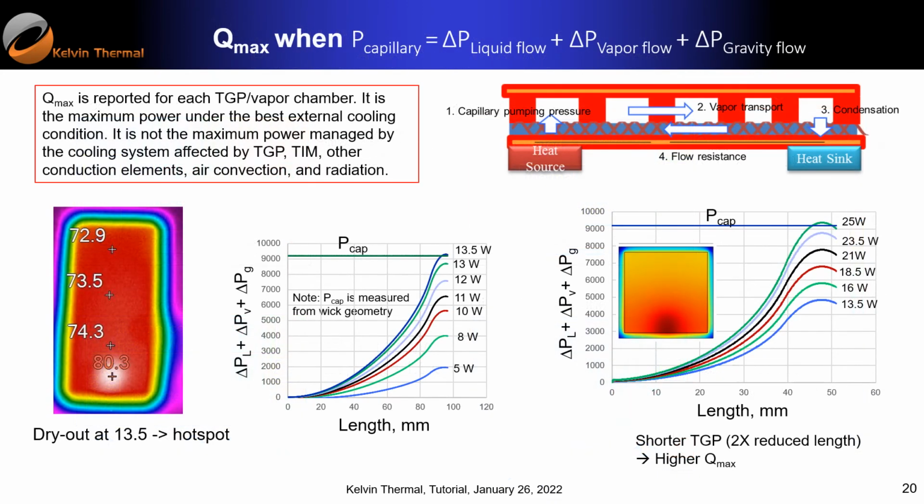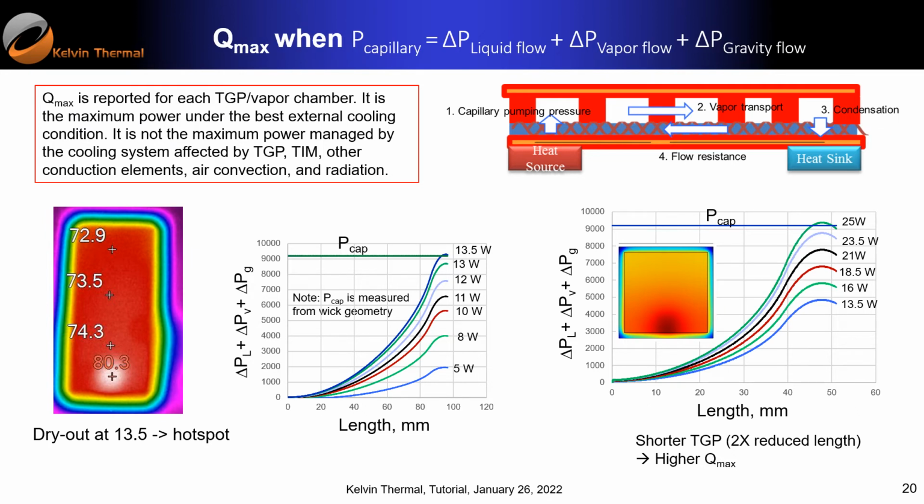So another interesting thing, a lot of people got confused, is what is the maximum power? Maximum power, Qmax. As I mentioned, Qmax is an intrinsic property of TGP. So what is Qmax? At maximum power, you can see this white bar, that means dry out happens. So when we did the experiment, we said, okay, this is the maximum power, 13.5. Don't go higher because this will burn off.